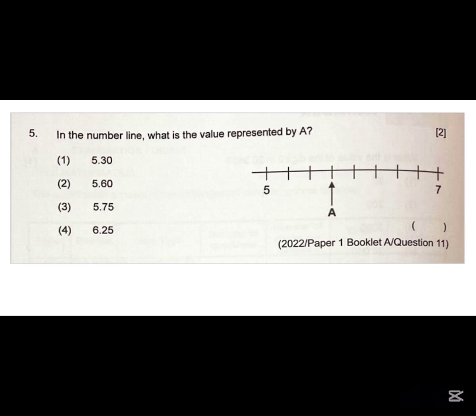Okay, so for this question, it's asking us, in this number line, what is the value represented by A? Firstly we see we have 5 here and 7 here at the two ends of the number line. In between, what's our difference? 7 minus 5 equals 2. So from one end of the number line to the other end, there's a value of 2, right?